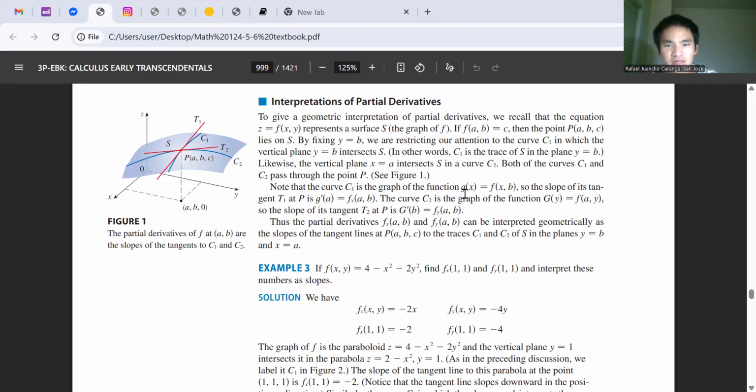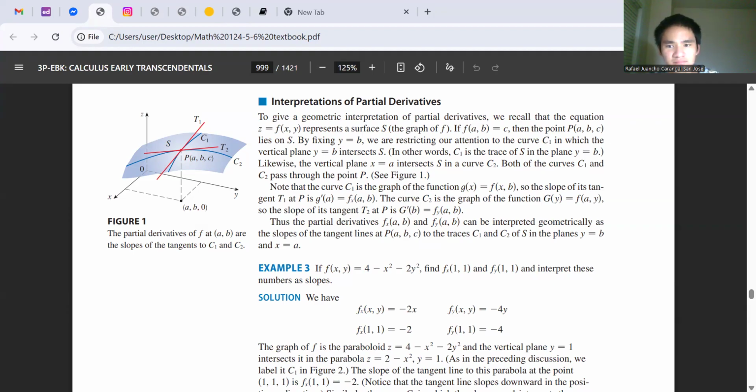What else? So now here comes partial derivatives. We're saying that C1 has the function, let's just call it g of x, equal to f of x, comma b. Why do we say that? Here we make our y fixed, and so we were able to create this curve C1. That curve C1 has a function of a single variable, g of x.